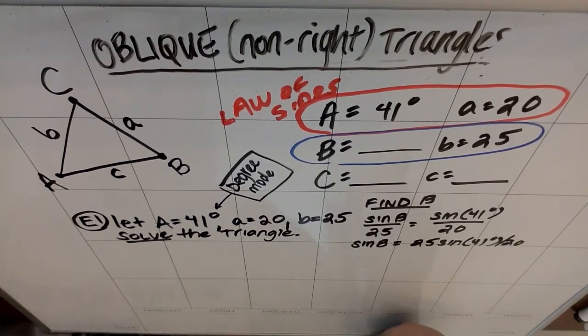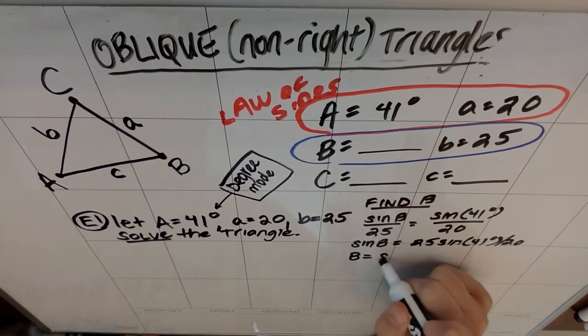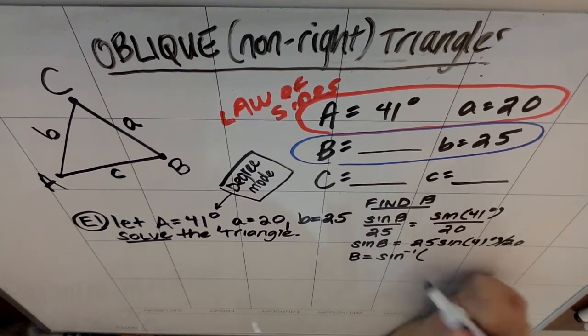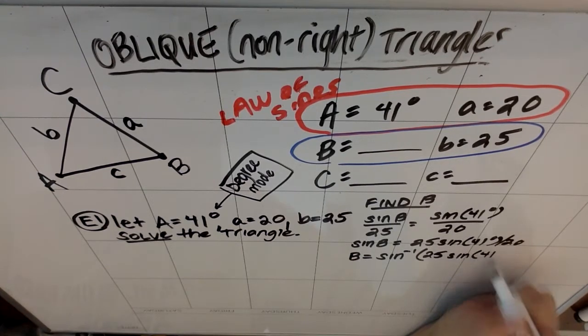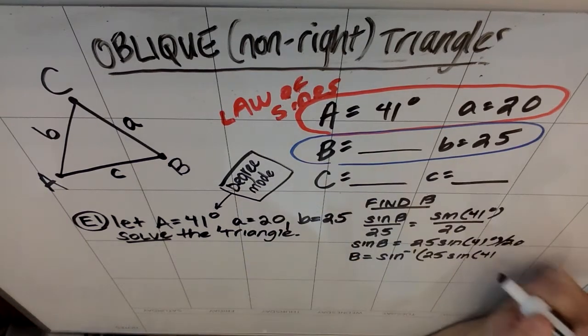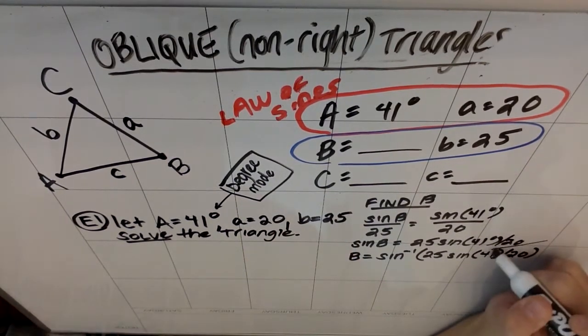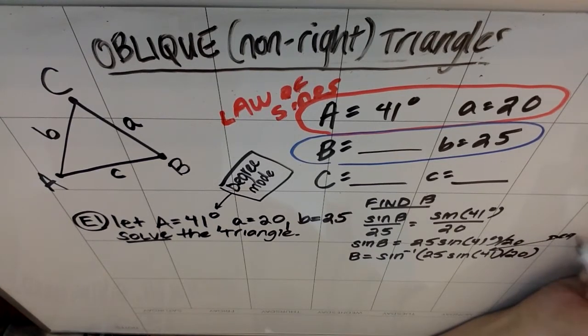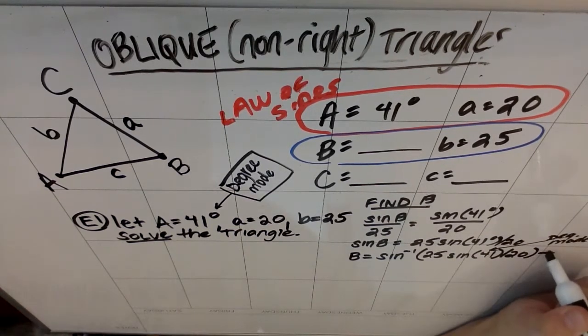And then in order to solve for B, I'm going to use the inverse sine button in my calculator. So that's second and then the sine button. So inverse sine of 25 sine, in parentheses, 41. I don't actually put the degree symbol in my calculator because I'm in degree mode, right? Divided by 20. That's what I'm going to type in my calculator. And again, in this situation, the degrees are implied because I'm in degree mode. You should still write degrees when you're showing your work, but just to show you what I'm actually typing in, this is what I'm going to type, right? So I'm going to type this in my calculator.